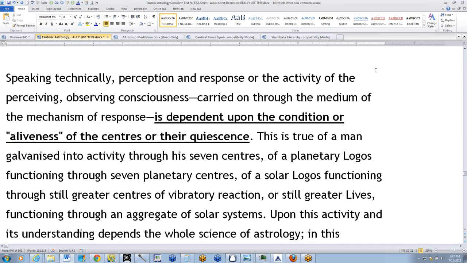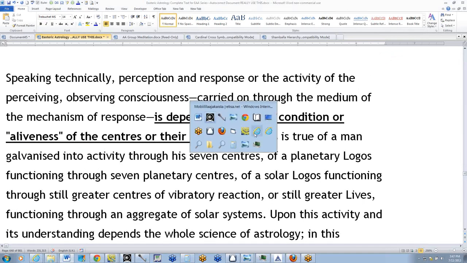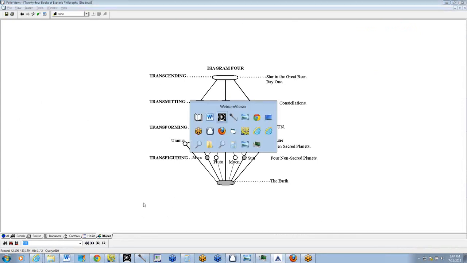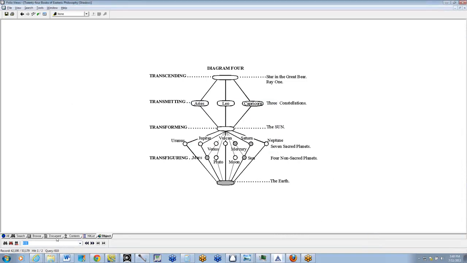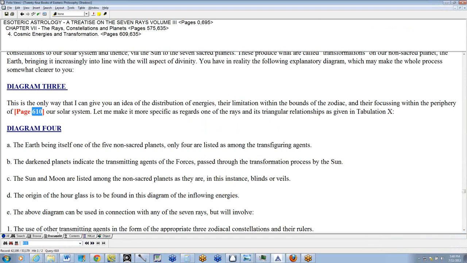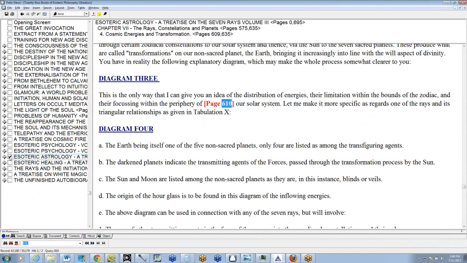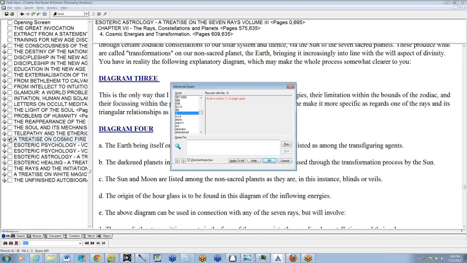what we need to see here is A Treatise on Cosmic Fire, page... We've been reestablished. That's good. For a moment, there was a loss of connection. Okay, so we go here to A Treatise on Cosmic Fire, and we go to document. Okay, and right. We go here to page 293, and we'll see the different types of beings to whom this statement about the aliveness of the centers applies.